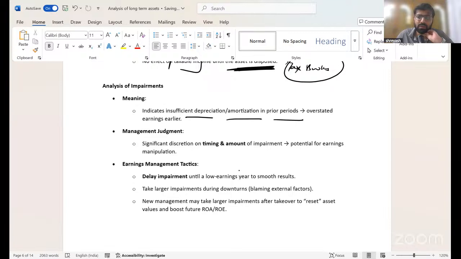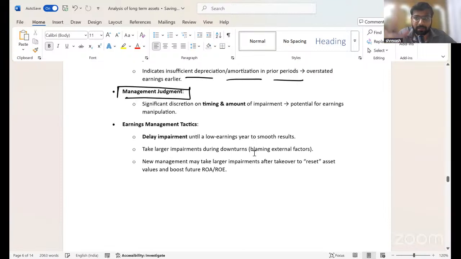That is what it is. Also, it is very important that impairment is at the judgment of the management. कैसे? ये सब जो वैल्यूज आपने निकाली वो जजमेंट है मैनेजमेंट की. तो मैनेजमेंट को जब चाहिए इम्पेयरमेंट कर सकता है.